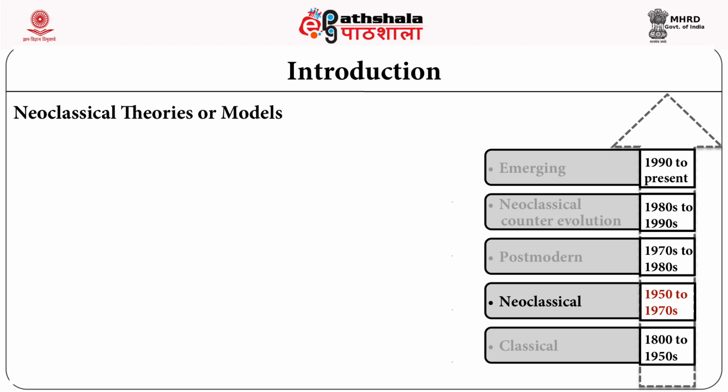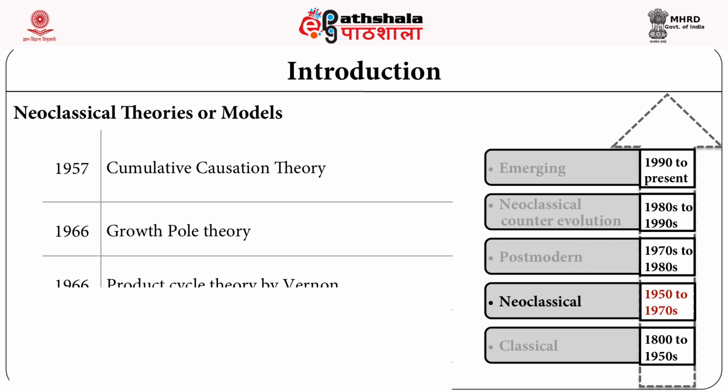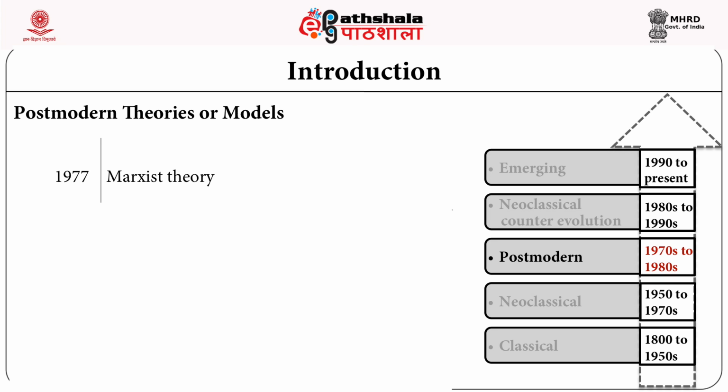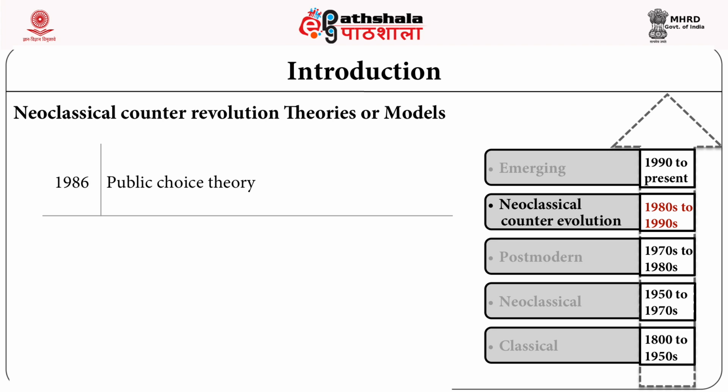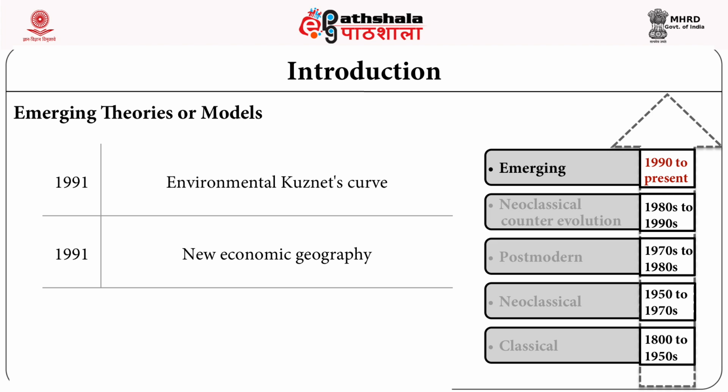And among the neoclassical theories or models, in 1957 we had the cumulative causation theory, in 1966 the growth pole theory, in 1966 the product cycle theory by Vernon, and in 1968 the stage theory by Thompson. In the next category, the postmodern, we have the Marxist theory in 1977. In neoclassical counter-evolution, we had the public choice theory in 1986. In the emerging theories, we had in 1991 the environmental Kuznets curve, and in 1991 the new economic geography.